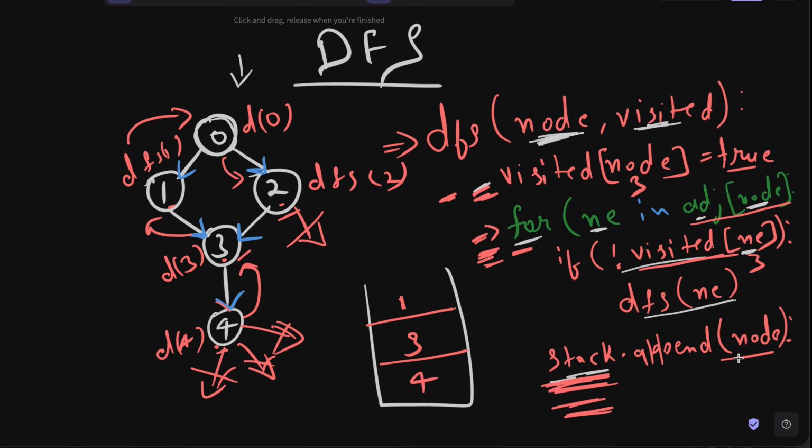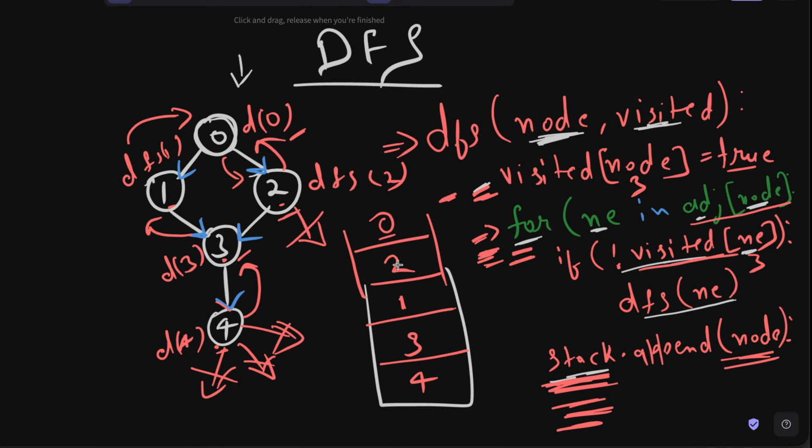We will append this particular node 2 in the stack again. So we will have this particular node 2 here, and then we will go back from 2 to 0, right? And then here on DFS of 0, we will try to see if there is any other neighboring node available for 0. There is no neighboring node available now, so the for loop will end for 0 also, and then we will reach this stack line for 0 also. We will append the 0 in the stack.